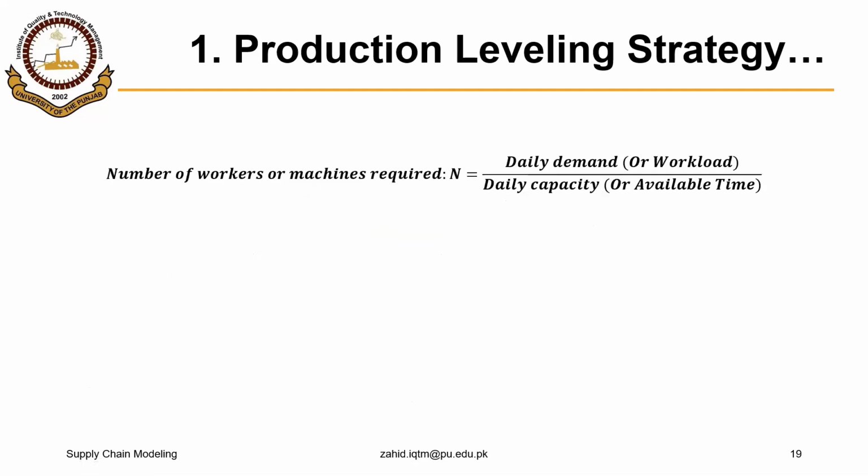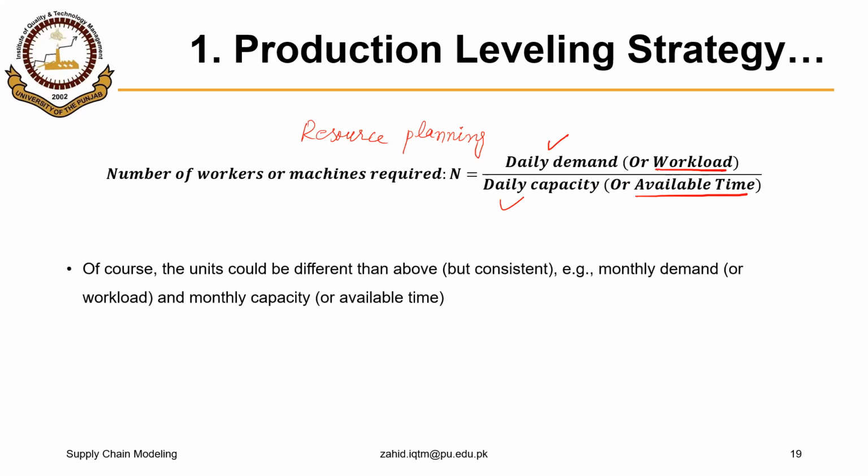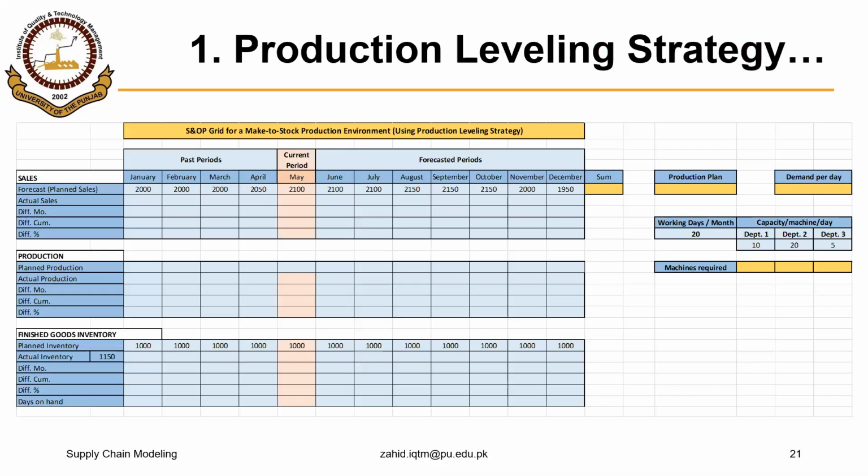Next important formula is number of workers or machines required, because we have to perform resource planning as well. We will see resource planning toward the end of this lecture. But one of the important parts is to find the number of critical machines and workers that are required. That is equal to daily demand over daily capacity, or daily workload divided by daily available time. Of course, the units could be different than above, but they should be consistent. For example, we could use monthly demand divided by monthly capacity, or monthly workload divided by monthly available time.